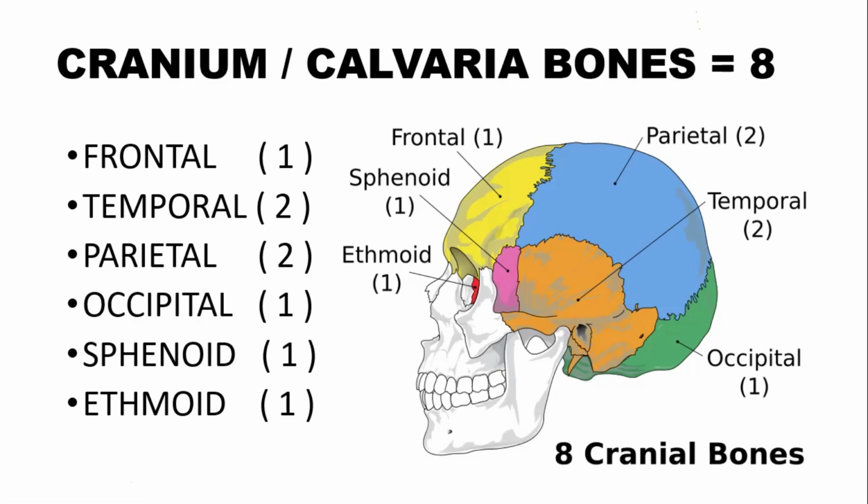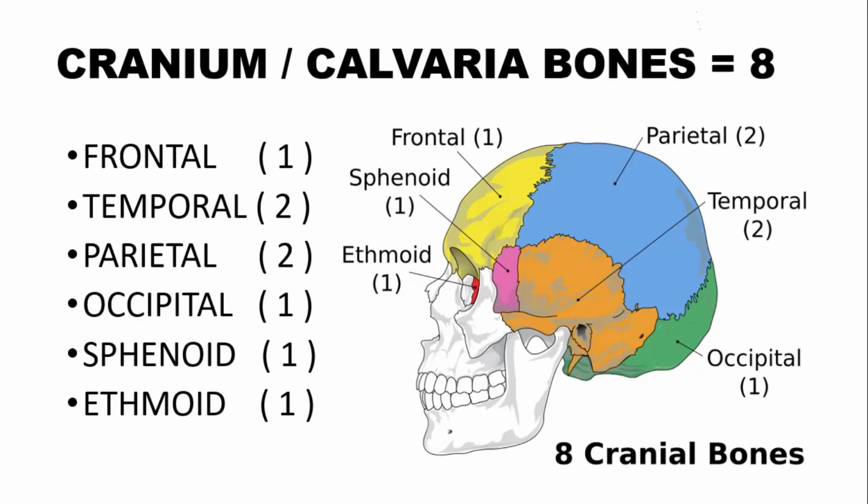So this is the parietal bone, and behind it there is one occipital bone. Okay, this is 1 in number. Sphenoid, you can see this violet color is sphenoid, and the ethmoid bone, you can see it here. So frontal, temporal, parietal, occipital, sphenoid and ethmoid.